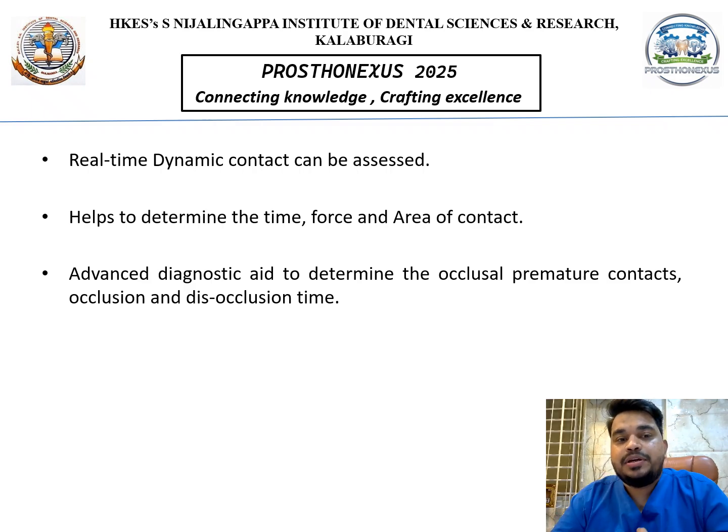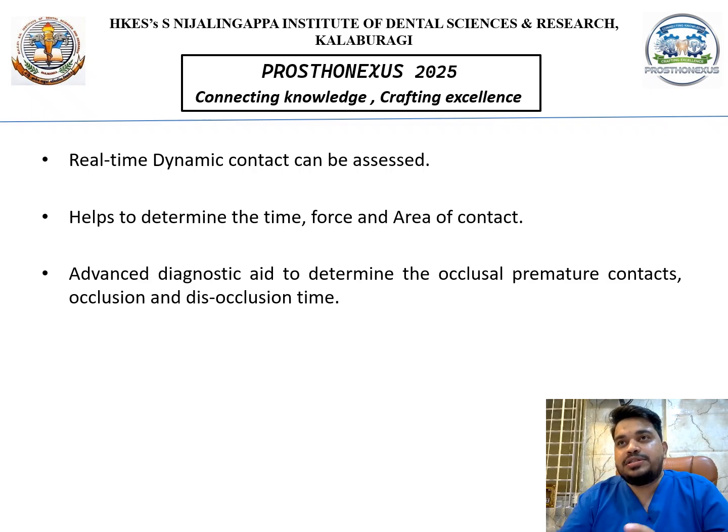So it helps to determine the time, force, and area of contact. Okay, so it is an advanced diagnostic aid to determine the occlusal premature contacts and occlusal and disocclusal time. We widely use this whenever we have a patient with TMJ problems and we are checking the occlusal equilibrium, when we want to do an occlusal equilibration. The T-Scan is the best thing that we can do.